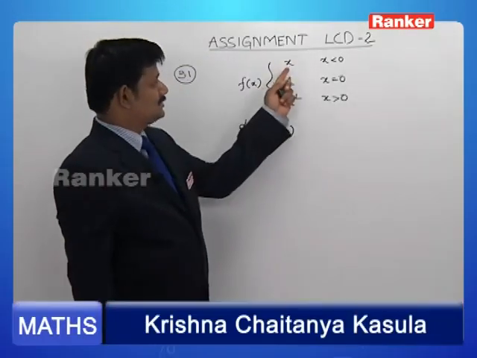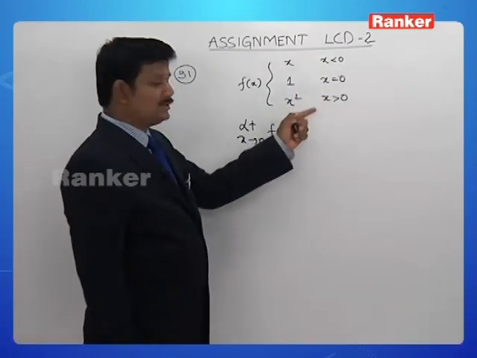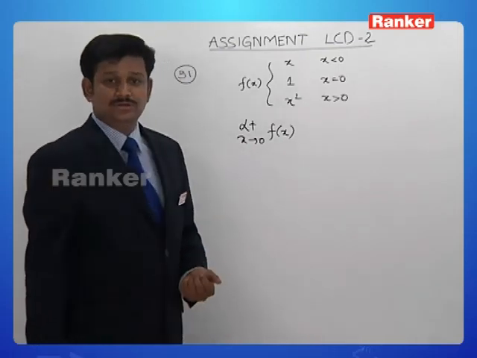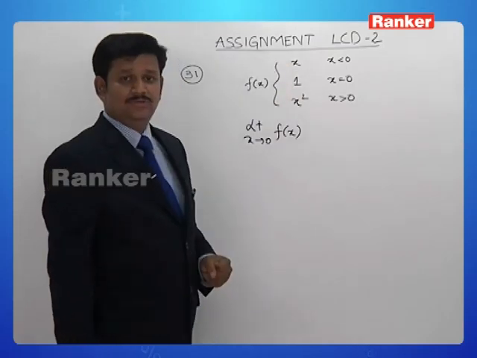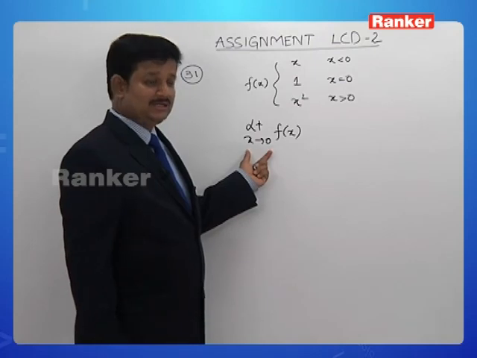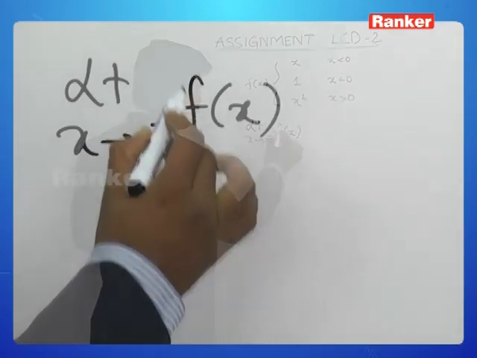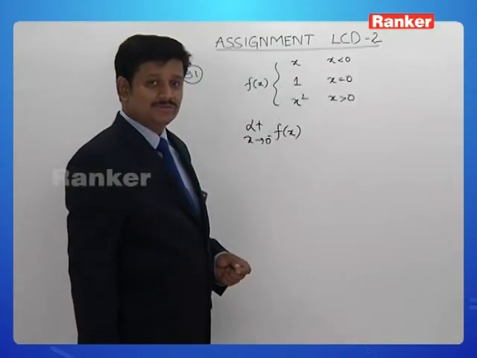f of x is given as x if x is less than 0, 1 if x is equal to 0, and x square if x is greater than 0, and we need to evaluate the limit as x tends to 0 of f of x. Because this is a piecewise defined function, let us evaluate the limit as x tends to 0 plus and 0 minus separately. Let us first evaluate the left hand limit, the limit as x tends to 0 minus of f of x.